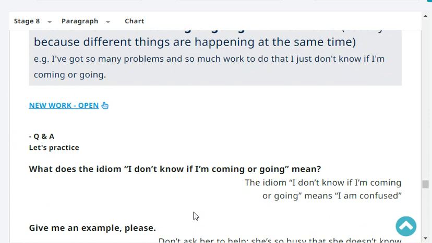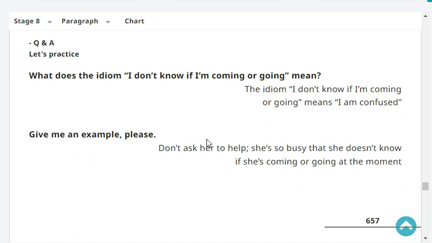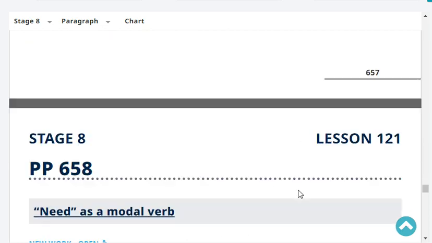What does the idiom I don't know if I'm coming or going mean? The idiom I don't know if I'm coming or going means I am confused. Give me an example, please. Please don't ask her to help. She's so busy that she doesn't know if she's coming or going at the moment.